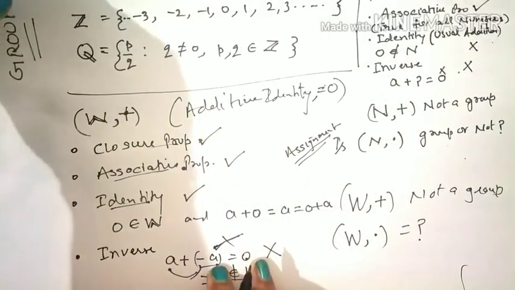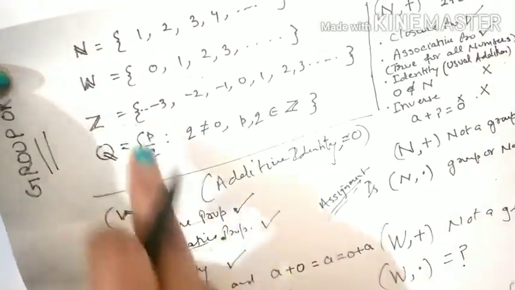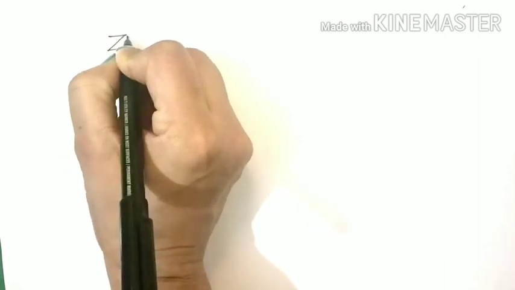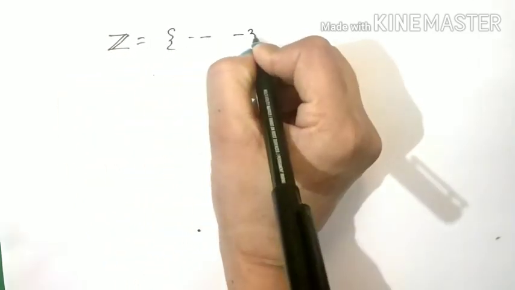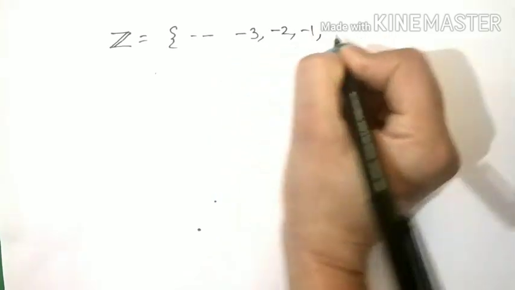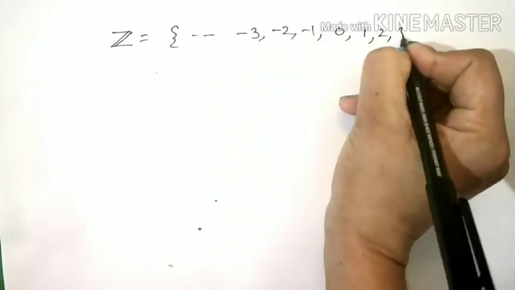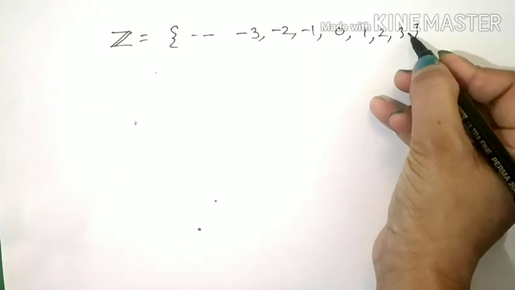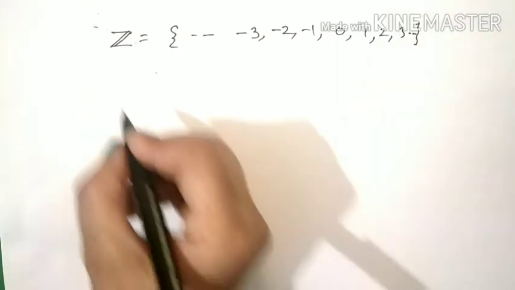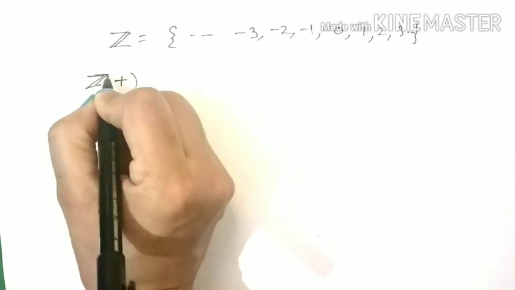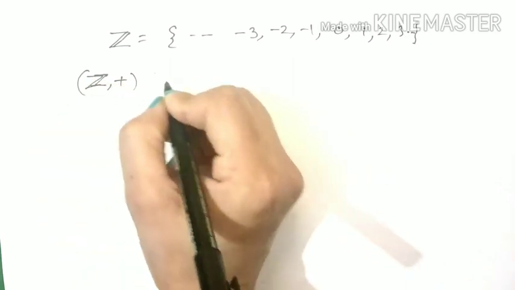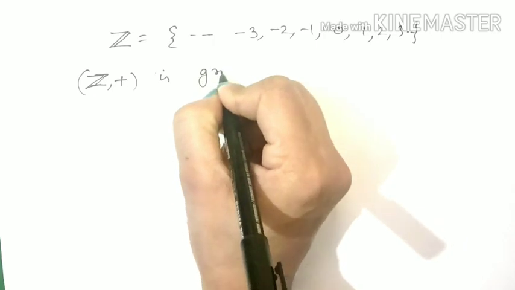Now come to the next set of elements, that is the set of integers. So here we write the set of integers, that is -3, -2, -1, 0, 1, 2, 3 and so on. Let us check this set of integers under usual addition first, whether it is a group or not.